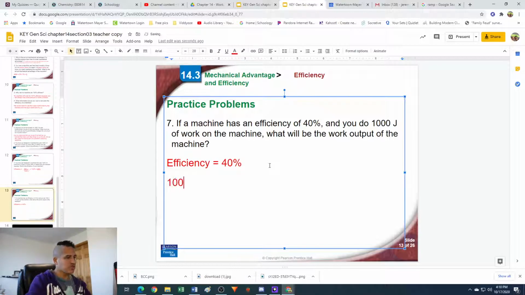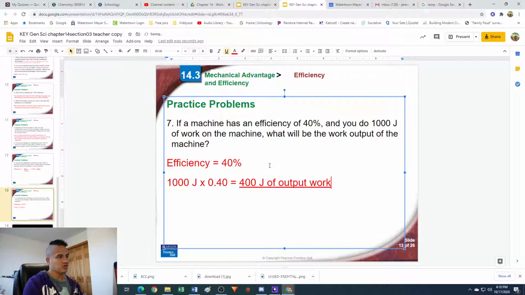So what we're going to do is we're going to take 1,000 joules, multiply by 40%, but we're going to multiply it as a decimal. So rather than 40%, as a decimal this is going to be 0.40. Okay, that's how you take 40% and turn it into a decimal. So 1,000 times 0.40, this will give us 400 joules of output work. Okay, so we put in 1,000, the machine only gives us out 400 because it's only 40% efficient.